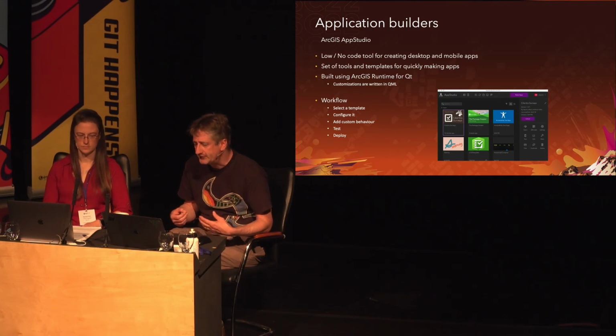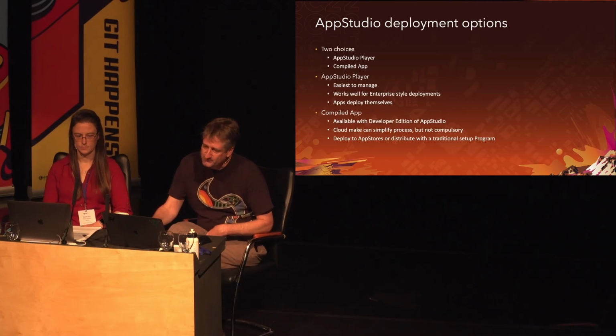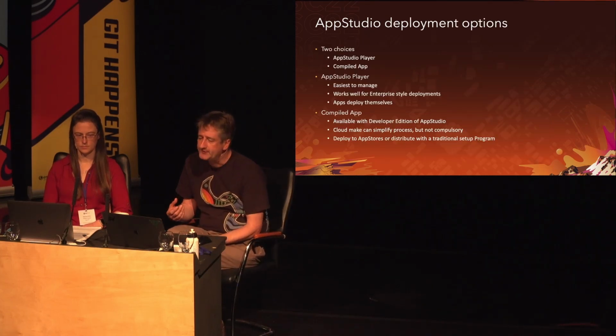And the typical workflow you would go through if you're working with the app builder application is you'd select one of the templates. There's a wide range of them for different data collection workflows. You can do a bit of configuration. There's a little bit of custom behavior you can add in using the QML markup language from Qt, test, and then deploy. Now, in terms of deploying the AppStudio options, there's a couple of choices. You can use a product of ours called the AppStudio Player, or you can actually compile it into an application that you can upload into one of the app stores.